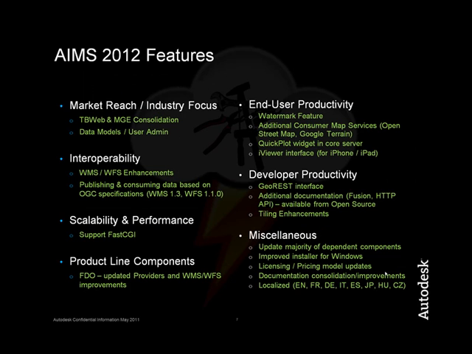Here's an overview of new features of Infrastructure Map Server 2012. It includes the consolidation of MapGuide Enterprise and Topobase Web, interoperability, scalability and performance, product line components, end-user productivity improvements, developer productivity improvements, and other improvements and enhancements.